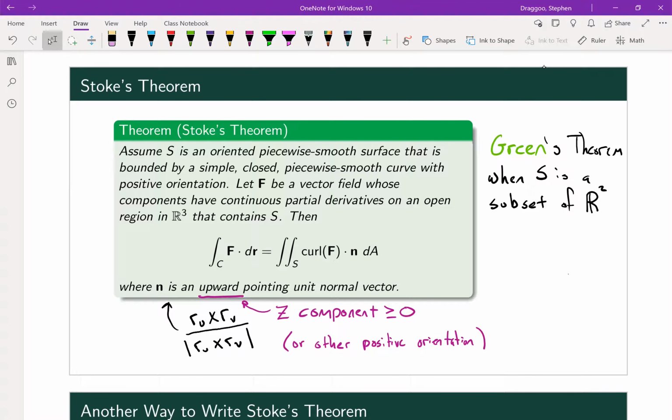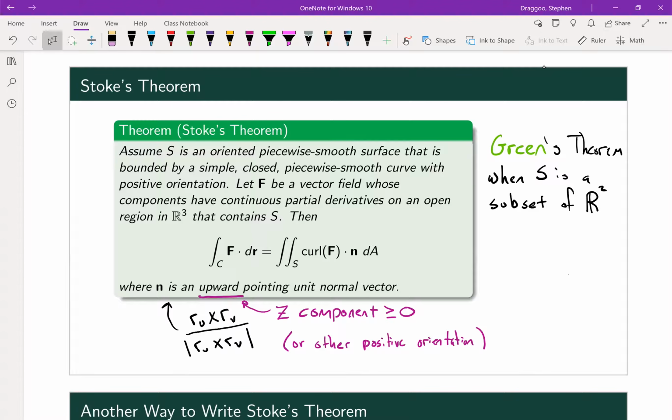We'll assume that S is an oriented, piecewise smooth surface. It's bounded by a simple closed curve with a positive orientation, the important part. And F will be the vector field whose components have continuous partial derivatives in an open region in R3, and that particular space contains S. Then we can relate the line integral of F dot dr to the surface integral of the curl of F dot n dA.